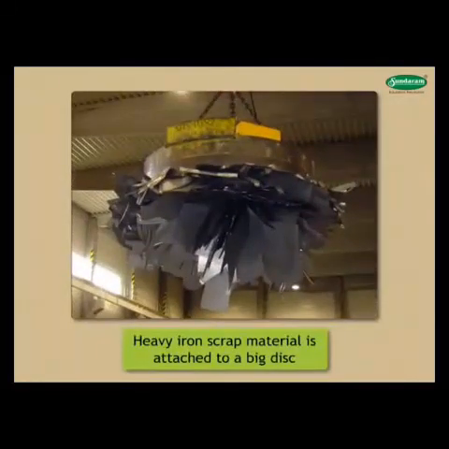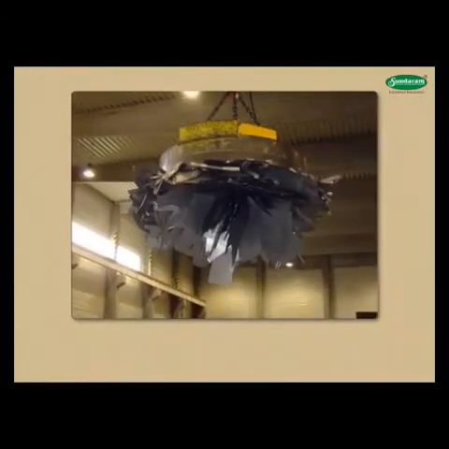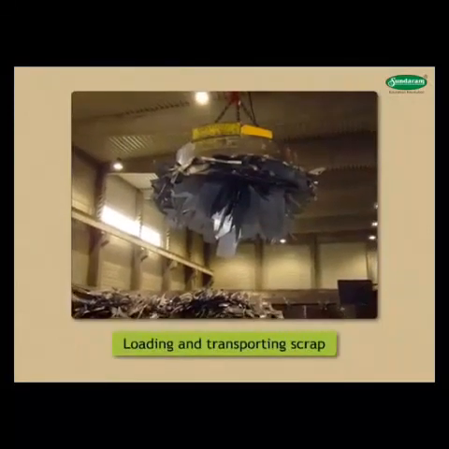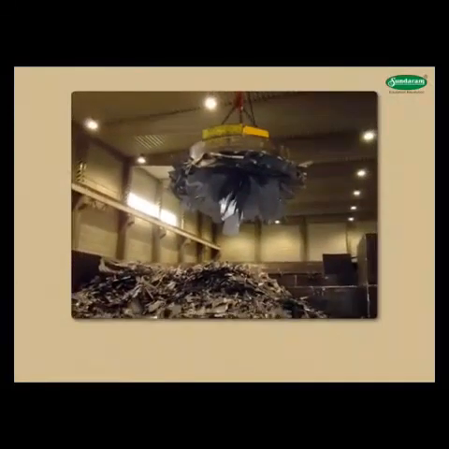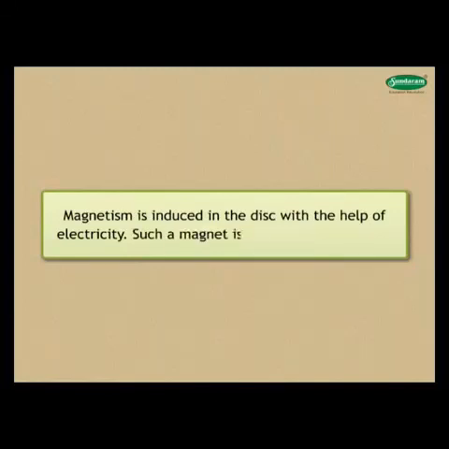Sharp and heavy iron scrap material is attached to a big disc. The disc is a magnet and all scrap is attracted to it. This process is used in loading and transporting scrap and loose iron material in a steel mill. It is not feasible to create a permanent magnet of such a big size and store such a big magnet. Therefore, magnetism is induced in the disc with the help of electricity. Such a magnet is called electromagnet.